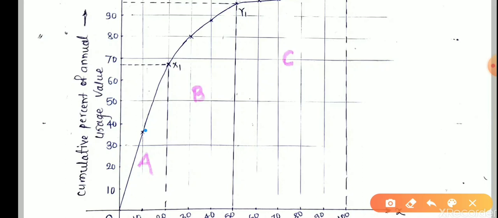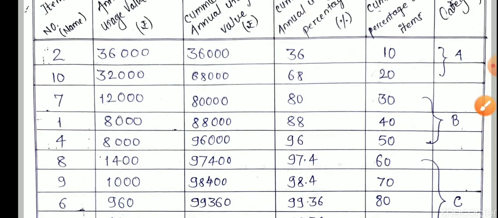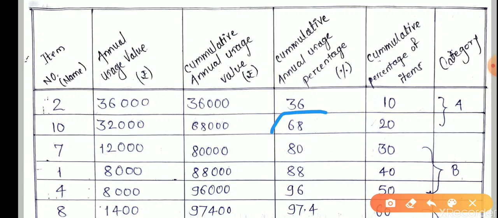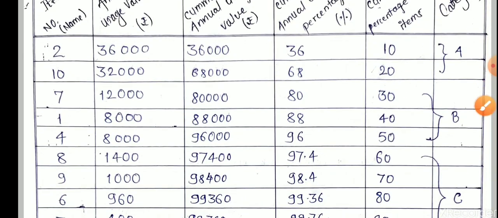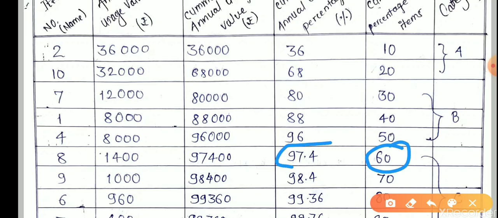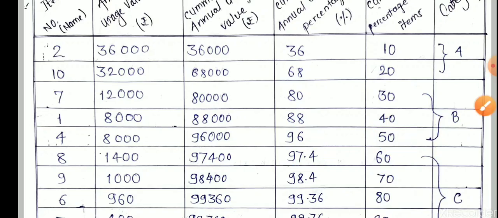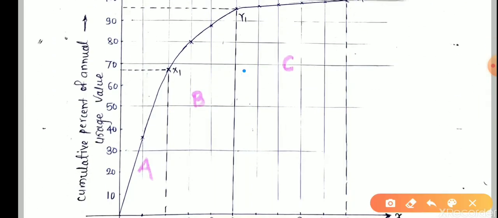This is the first dot, having x coordinate 10, y coordinate 36. Similarly, the second dot has x coordinate 20, y coordinate near about 63, 68 here. Okay, this is 20. Similarly, all coordinates we have to draw on the graph. This is 60, this is 97. Or this is 50, this is 96. All 10 x coordinates and y coordinates we have to draw.